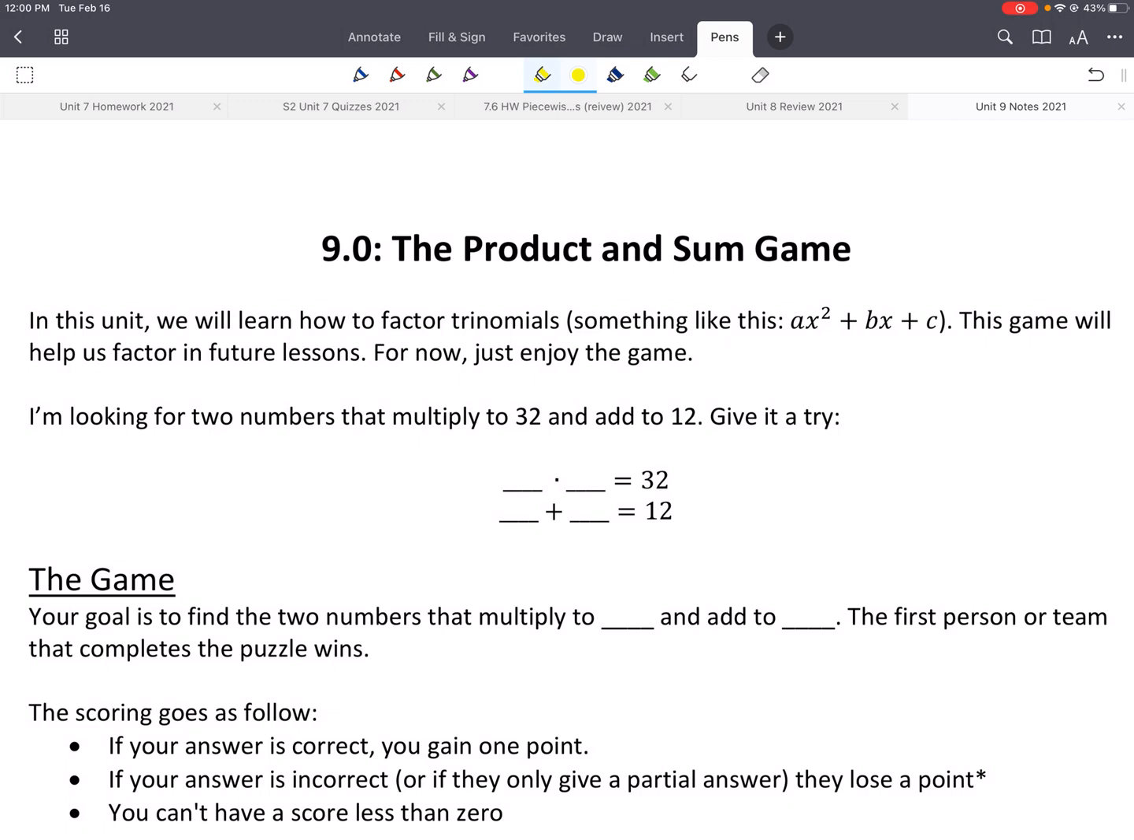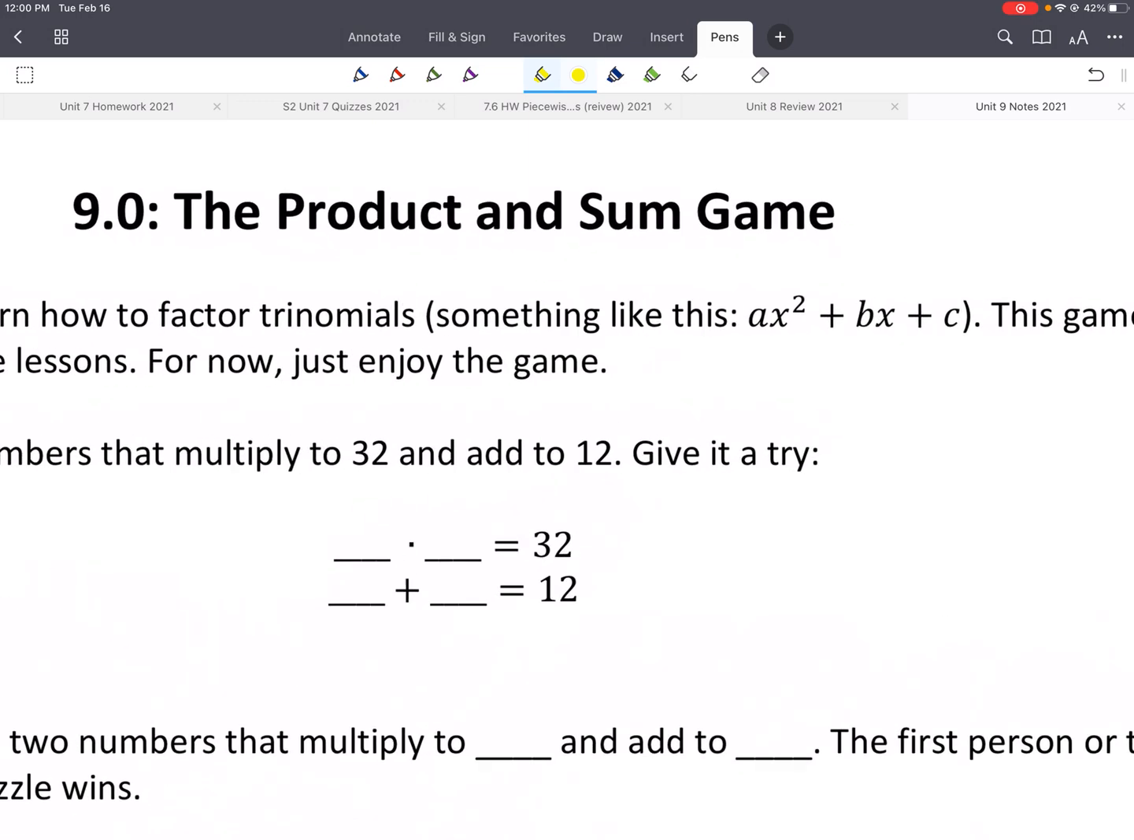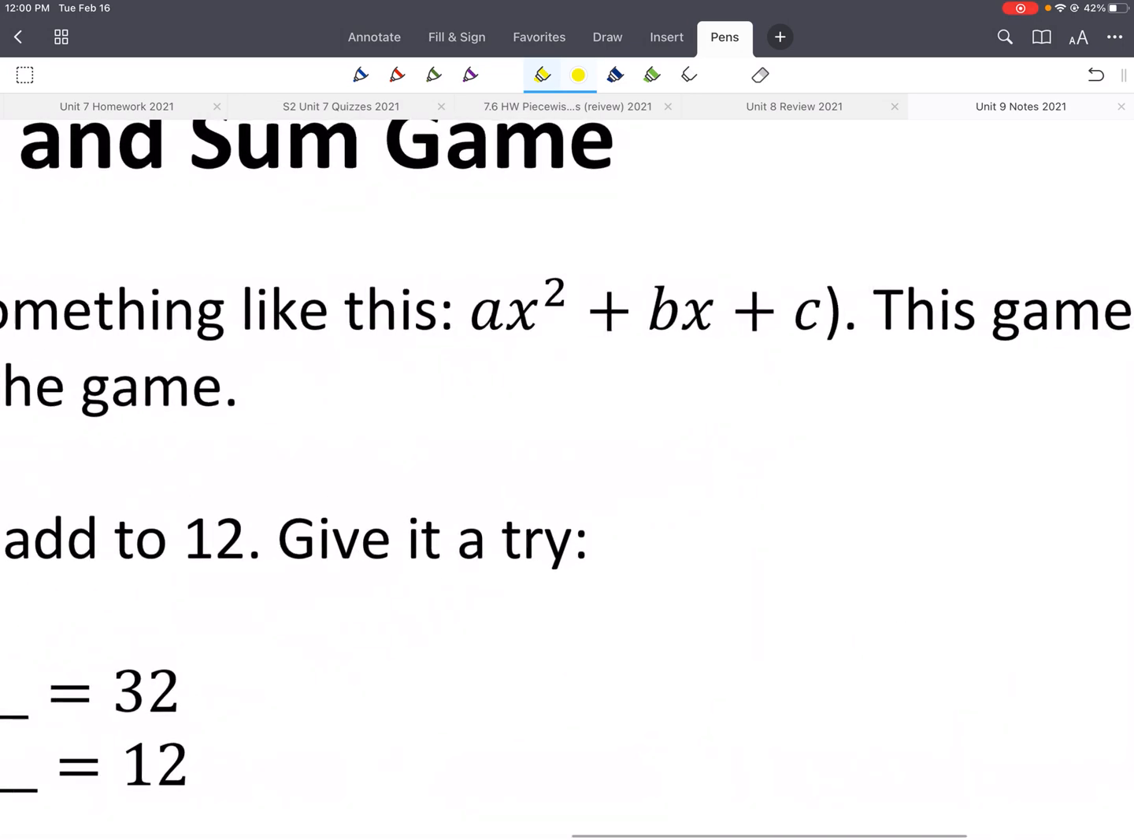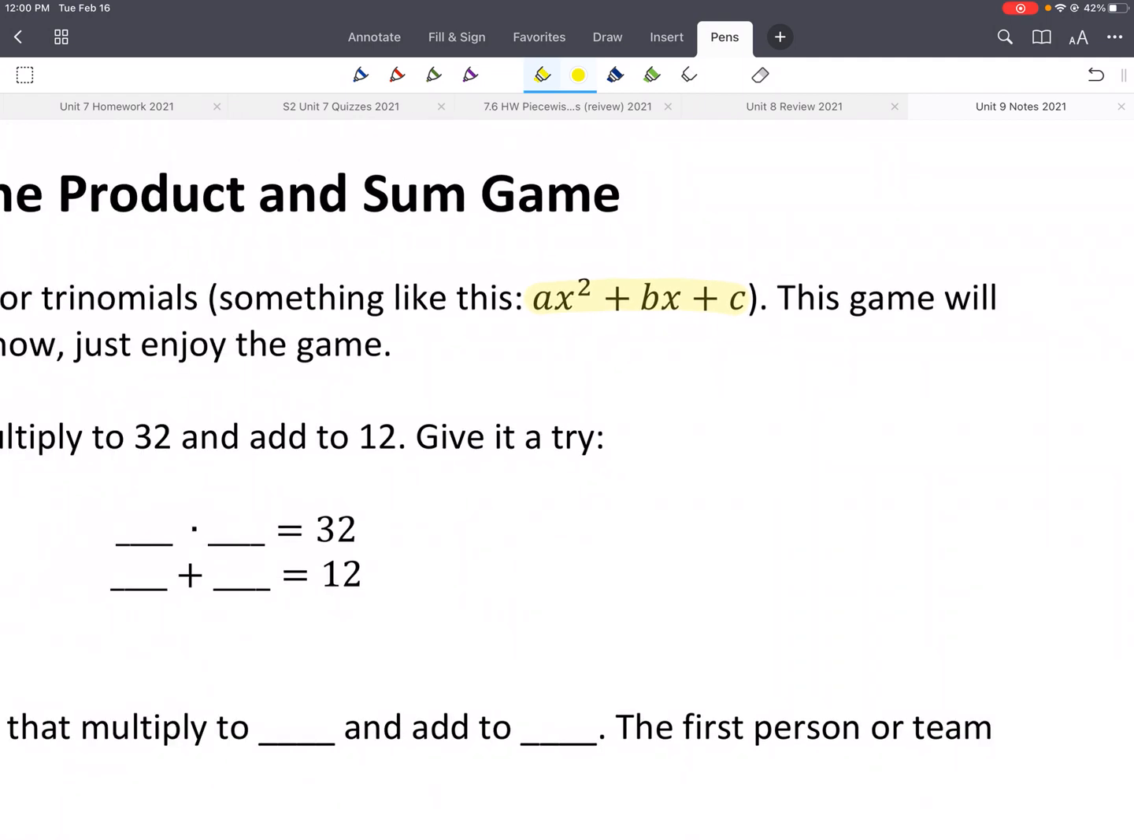This unit, we're going to learn how to factor trinomials, quadratic trinomials that look something like this. All right, something that we may still need to take out the greatest common factor, so don't forget how to do that. But this will be a little different than something that we've come around in the past.